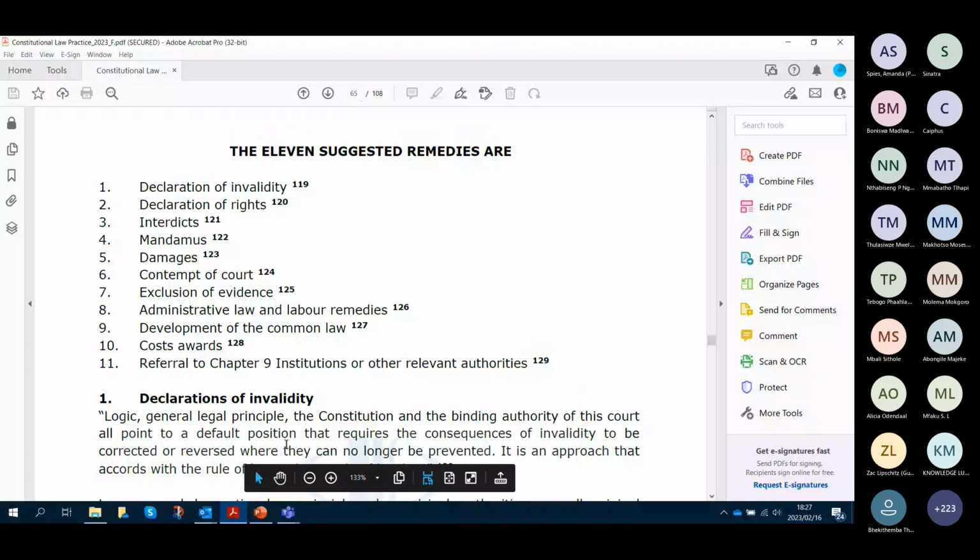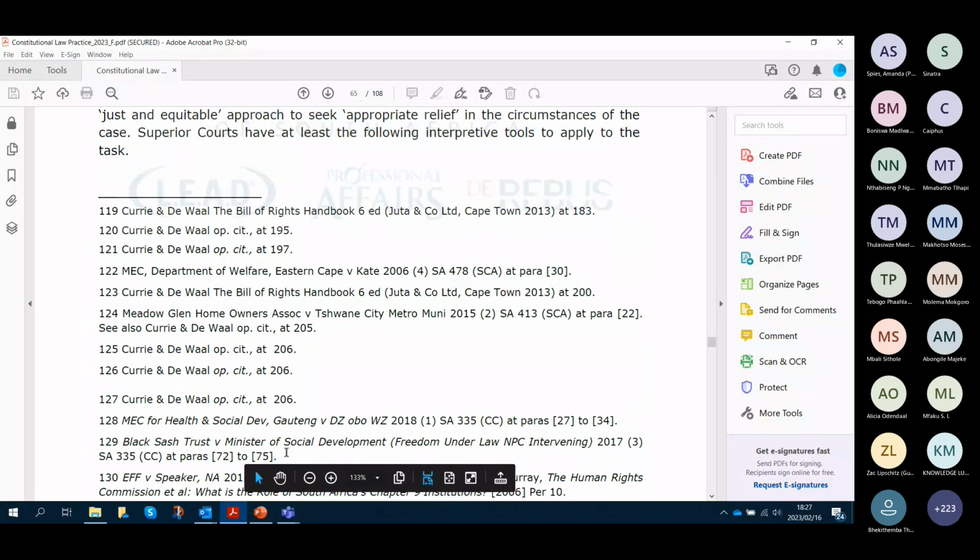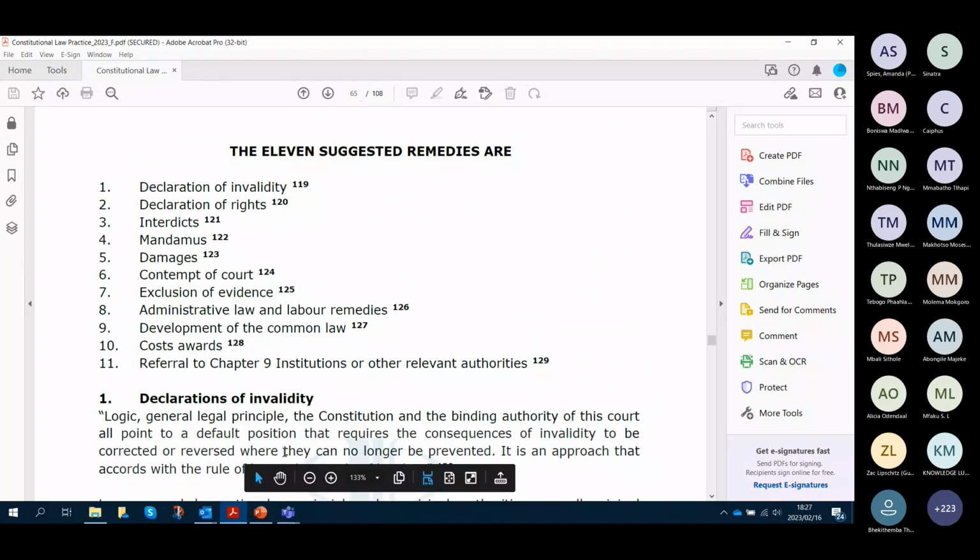So if you look at page 61 of your guide, you'll see that the guide refers to a list of the remedies, and that's just to highlight that all the remedies are available to you: interdict, mandamus, damages, contempt of court, exclusion of evidence, administrative and labour law remedies, development of the common law, cost awards, and then obviously also the possibility of a referral to a Chapter 9 institution or other relevant authorities. So the remedies are explained or discussed in the guide.